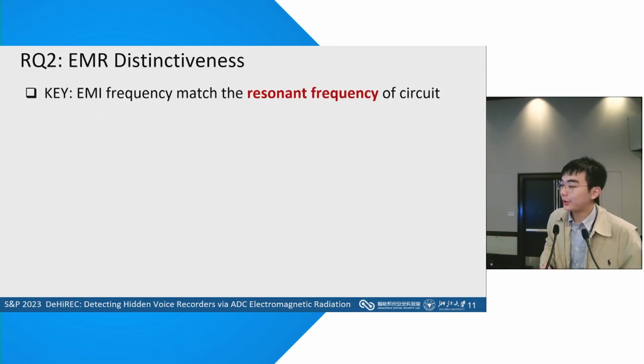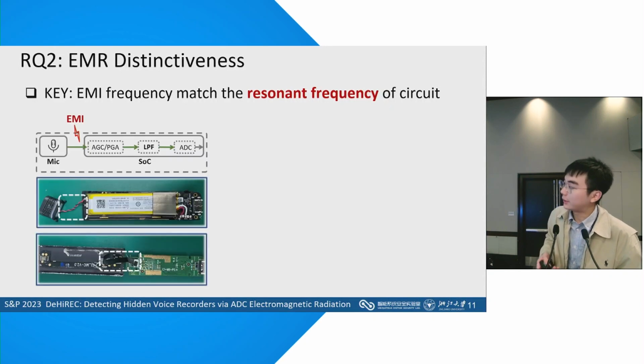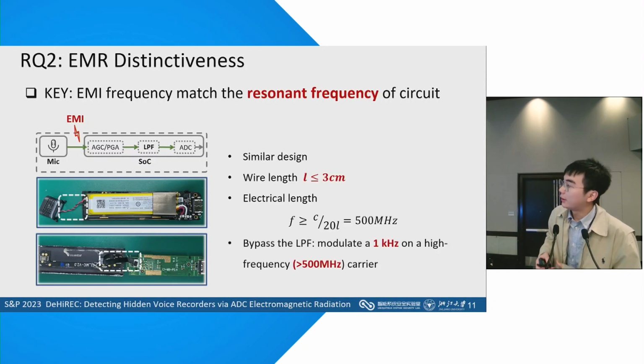The key to stimulation is that the EMI frequency needs to match the resonant frequency of the circuit. So we observed the wires of several recorders, which are the white box in the picture, and we found that the length of wires is normally less than 3 centimeters due to the small size. And according to the electrical length, the converted EMI frequency needs to be greater than 500 megahertz.